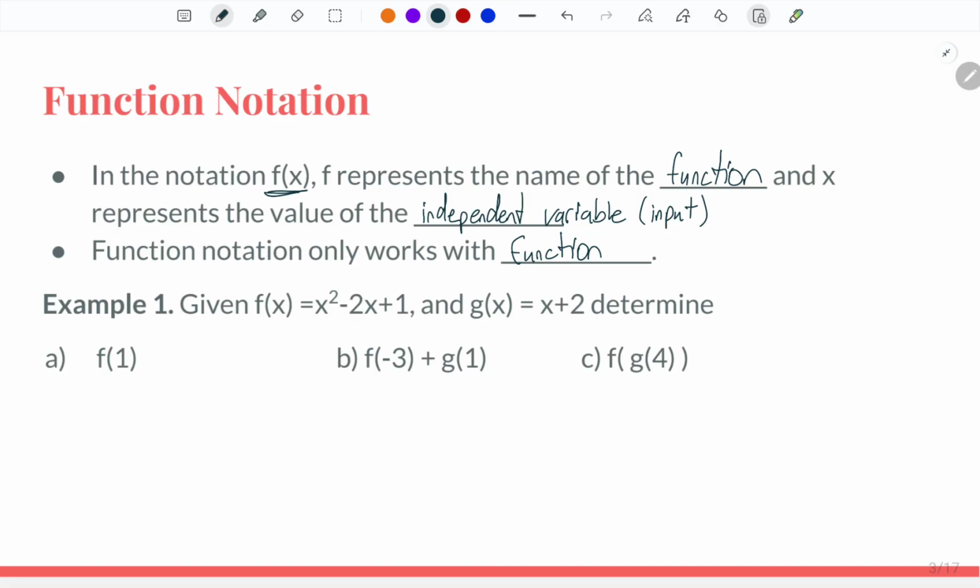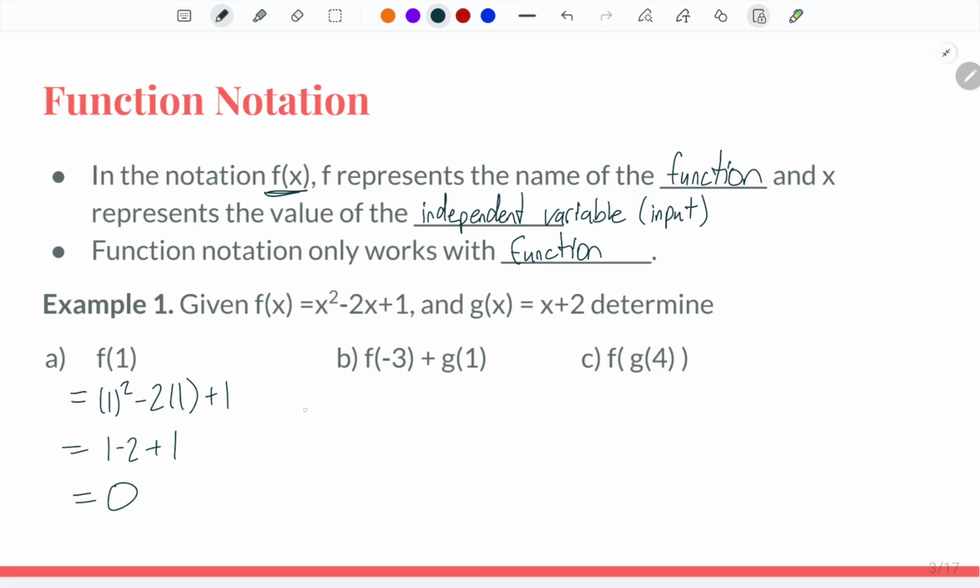Okay, so if you have these, what we saw is that whenever you have something else in the brackets, you're just replacing x with what's in the brackets. So if we have f of 1, we have now 1 squared minus 2 times 1, because that's 2x, is 2 times 1, plus 1. And then just calculate it out. So 1 minus 2 plus 1 is just 0.